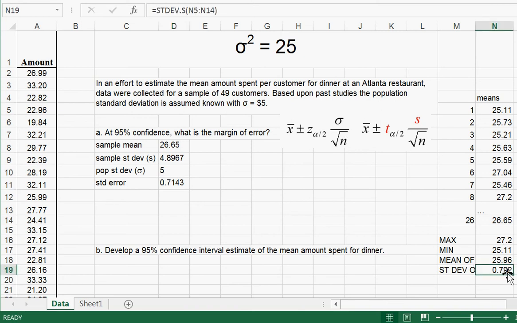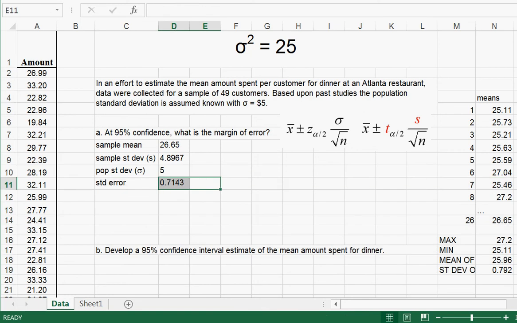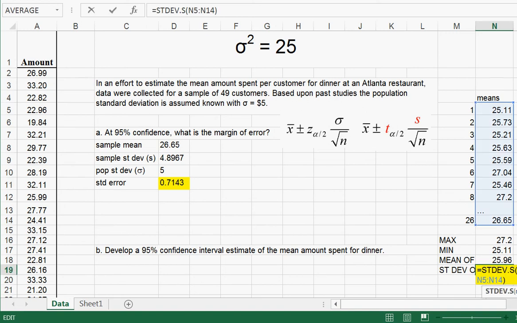So look at this number relative to that number. I'll put it in yellow. Why are those two numbers close to each other? What is this over here? This is standard deviation of what? It's the standard deviation of our means, our sample means, right? Why is this so close to that?